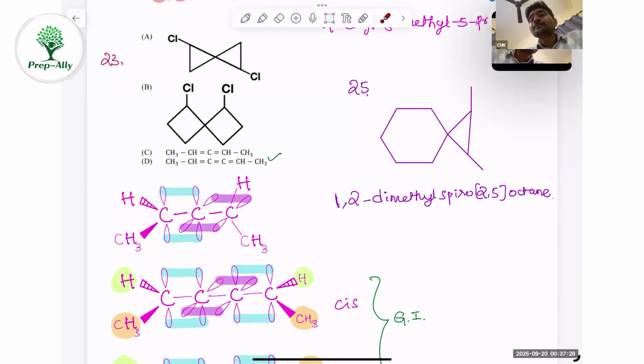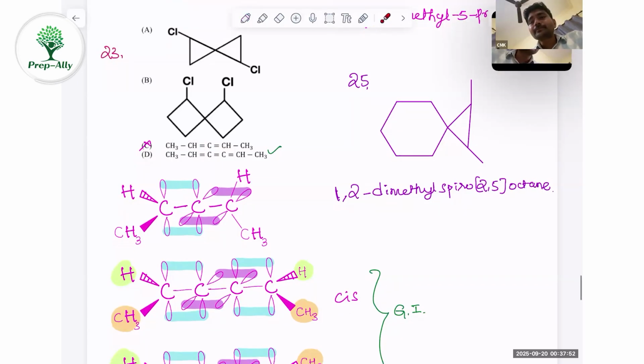We can call them geometrical isomers only when the atoms are in the same plane. Since the planes are different, perpendicular to each other, whenever allenes have an even number of double bonds, they won't exhibit geometrical isomers. Simple rule. Option C is incorrect. Option D, if you take it.